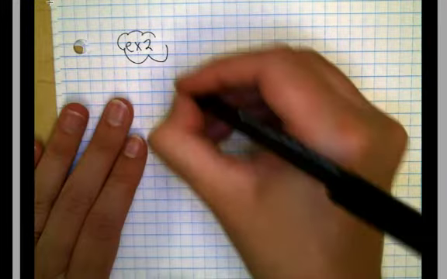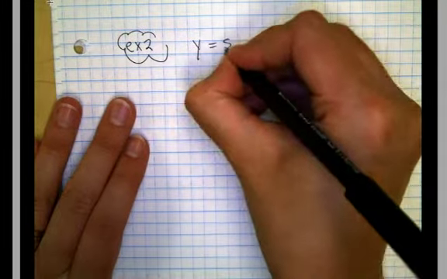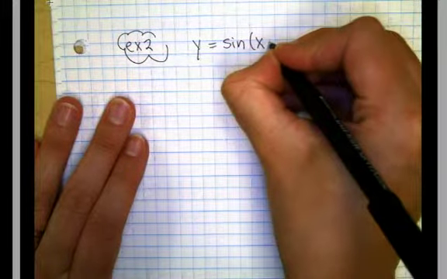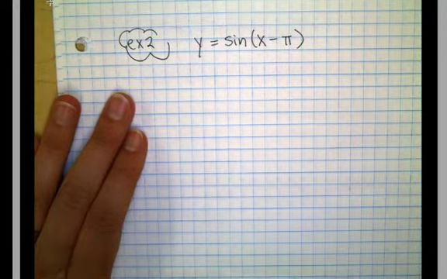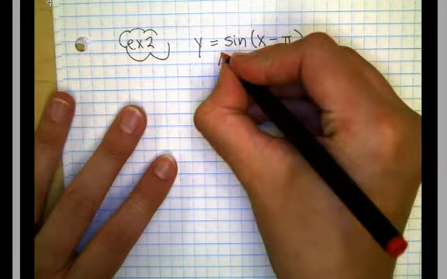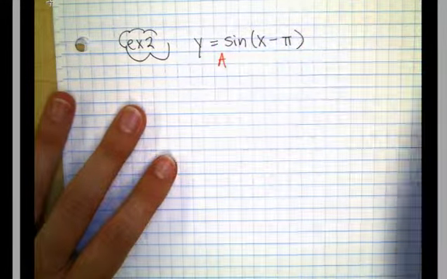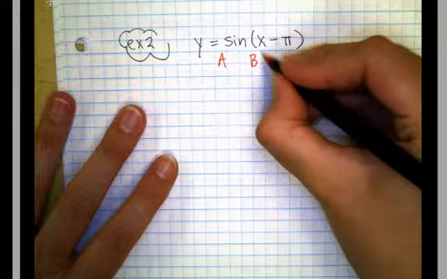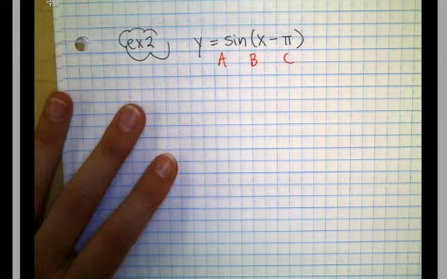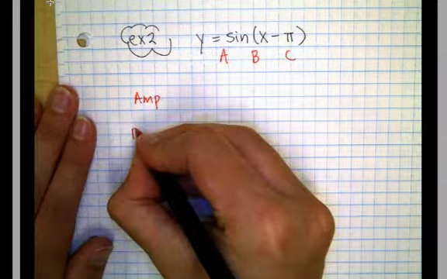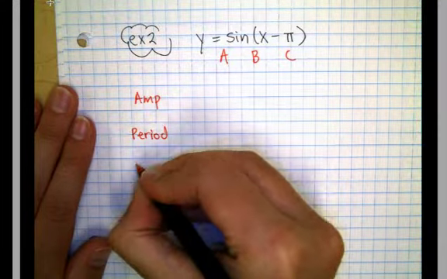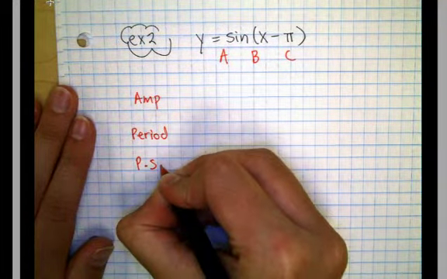Let's try graphing y equals sine of (x minus pi) as an example. So now we look for our ABCs. A is going to equal 1 in this problem. B is going to equal 1, and C is going to be our pi. And we're going to find our 3 things: amplitude, period, and phase shift, and kind of go through those.